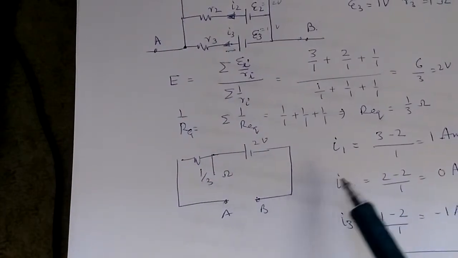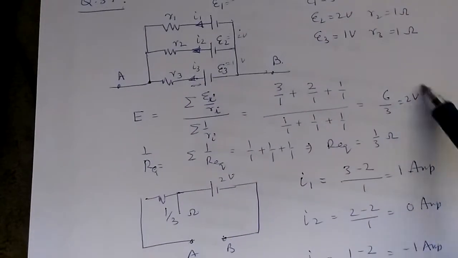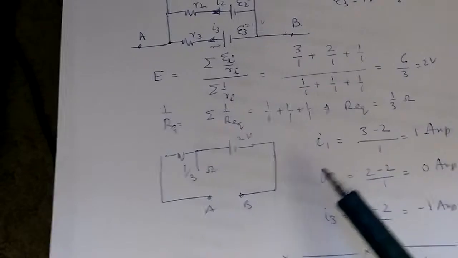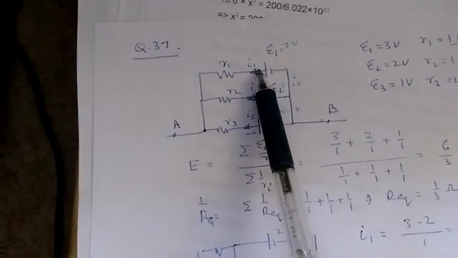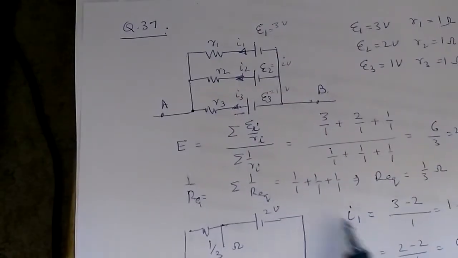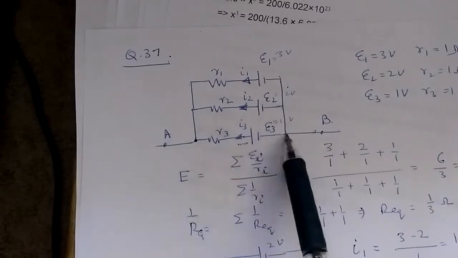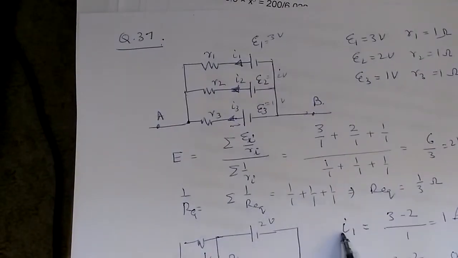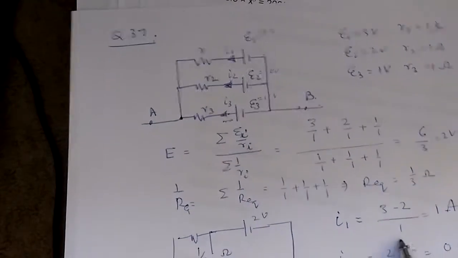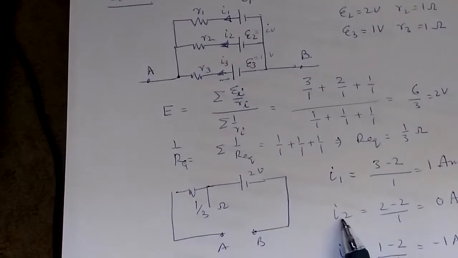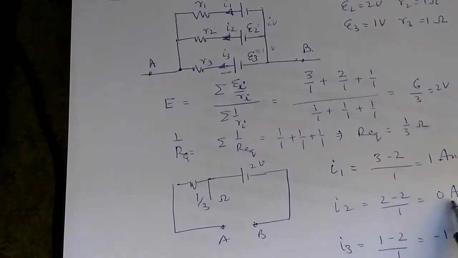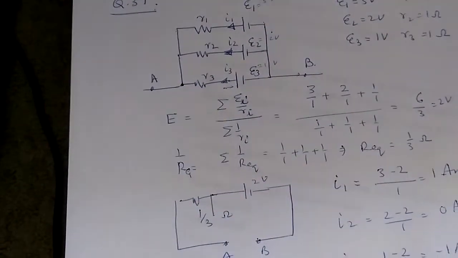And we can find out the first answer is 2 volt. That will be the voltage across A and B. And then we can find the current I1 as E1 minus the voltage across A and B, which we found to be 2 volt. So the current in this one will be 3 volt minus 2 volt divided by the resistance R. And similarly for I2, we know that this is 2 volt, the voltage across this is also 2 volt, so it's 2 minus 2 divided by 1. And finally in this one the current will be in the opposite direction.